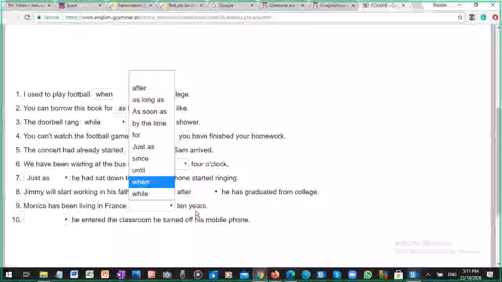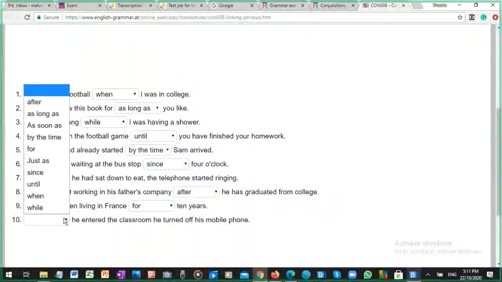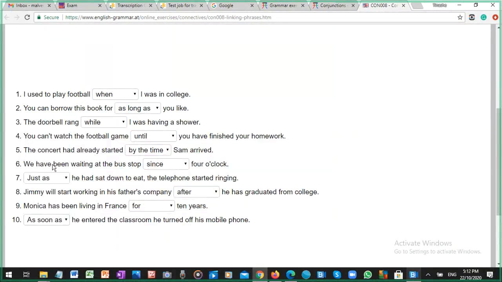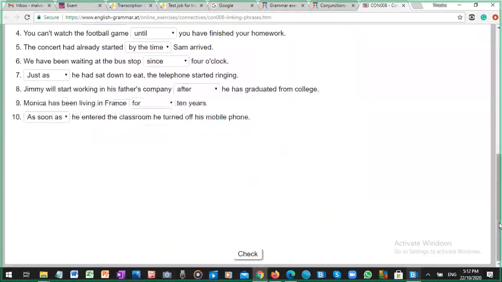And the last one? Well, we've already used while. While is here, so it can't be the answer. As soon as he entered the classroom, he turned off his phone. Is that okay? Yes, okay.